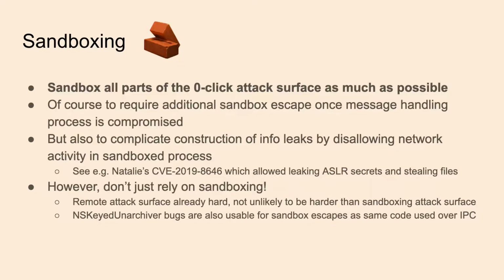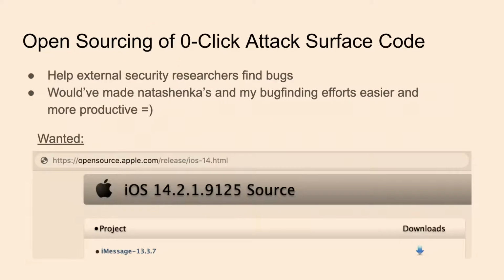So sandboxing is not necessarily just about this second breakout. What I do want to say about sandboxing, it shouldn't be relied on. So I think this remote attack surface is pretty hard, and it's not unlikely that it's actually harder than the sandboxing attack surface. And also on top of that, this bug, the NSKeyedUnarchiver bug, would also get you out of the sandbox because the same API is used locally for IPC. So there's that. Yeah, this would be nice if the zero-click attack surface code would be open source. Would have been nice for us. Would have been easier to audit. Maybe someday.